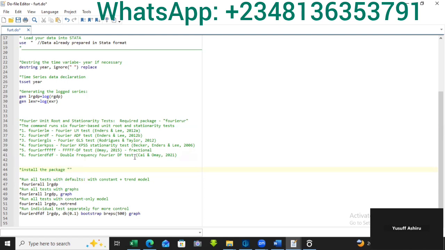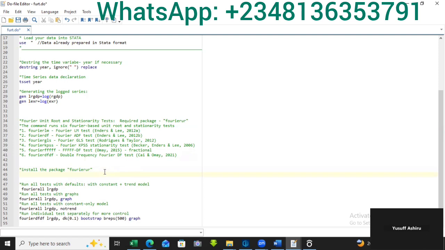The name of the package you are going to install is Fourier UR. To install the package, you type SSC install, then the name of the package. Let me copy it here. Then you run this, and the package Fourier UR will be installed on your computer. Because I've already installed it, I'm not going to run that. So you can do that.